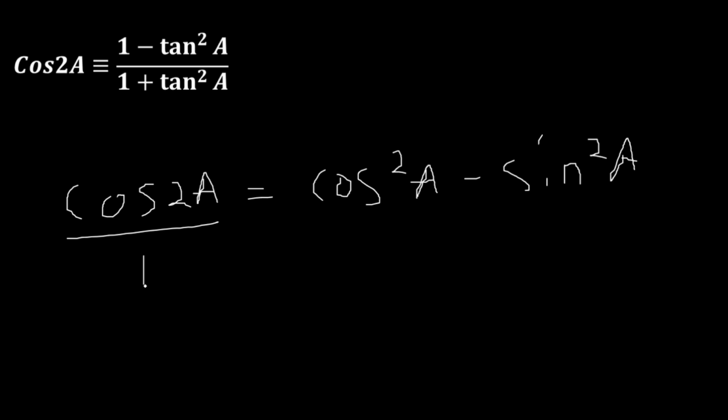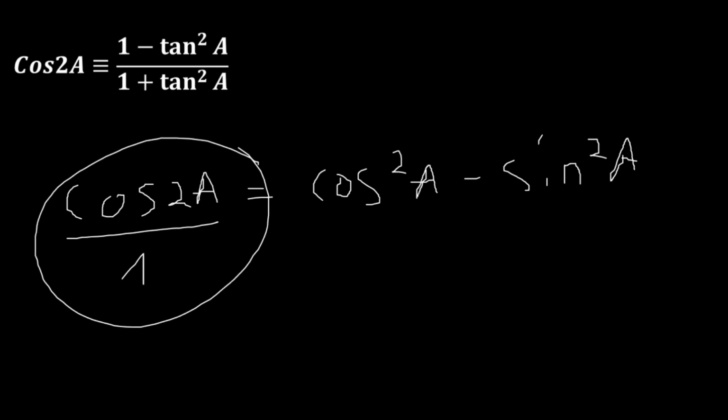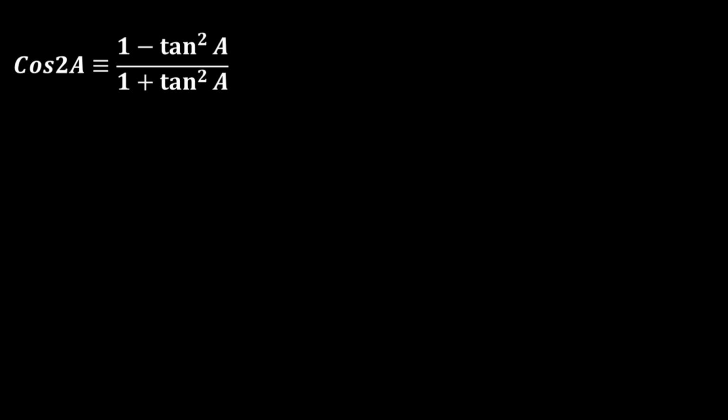And this all over what? All over 1. Hope you can take this like this. This cos 2a is equal to cos 2a all over 1, which is the same thing. Okay, let's solve it together. For this, all over 1, hence that will be equal to what?